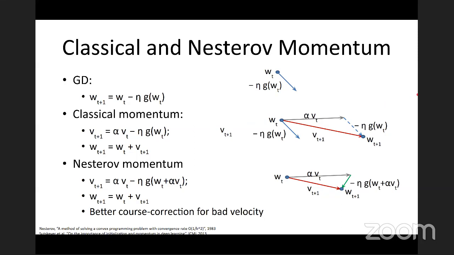It cannot be below 0 because that doesn't make sense. 0 also doesn't make sense, then you are back to the gradient descent equation. So it is somewhere between 0 and 1. Good values are 0.9, 0.8. You can try those. Okay.